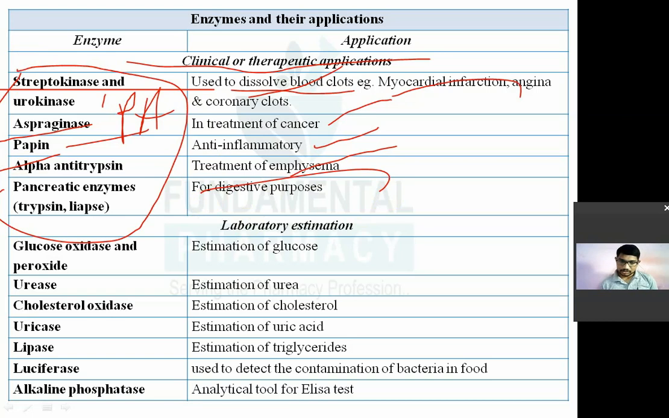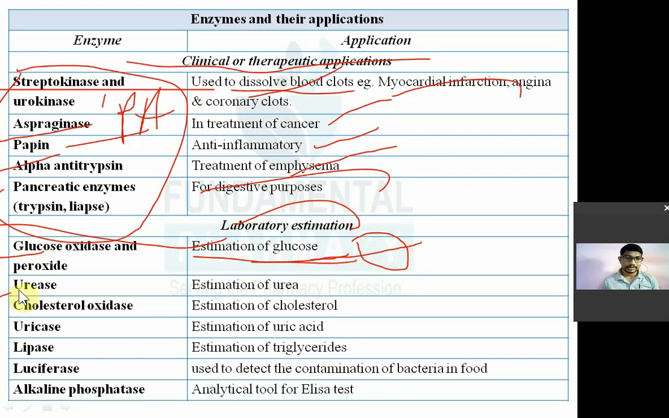Diagnostic application of enzyme. Diagnosis करने के लिए क्या application है? Diagnostic application means laboratory estimation. So glucose oxidase and peroxidase are used in the estimation of glucose level in the body. So glucose oxidase and peroxidase enzymes are utilized for estimation of glucose. आपके बॉडी का ग्लूकोज चेक करने के लिए ये एंजाइम लगते हैं.